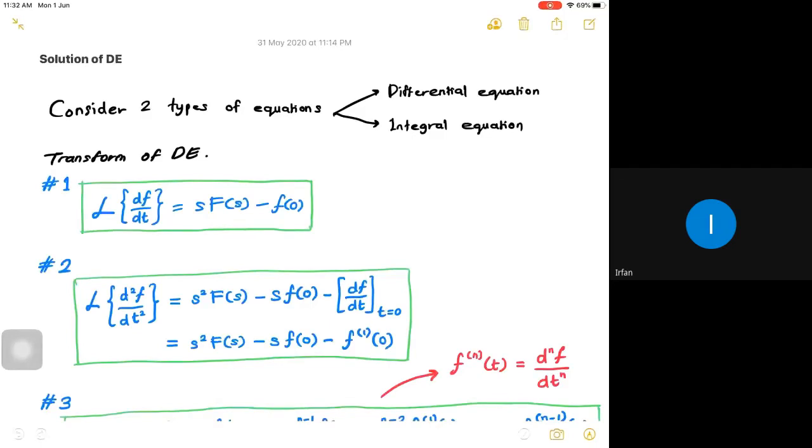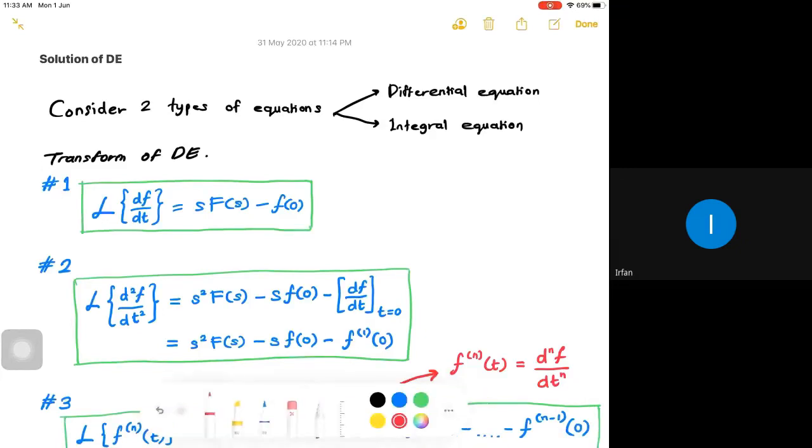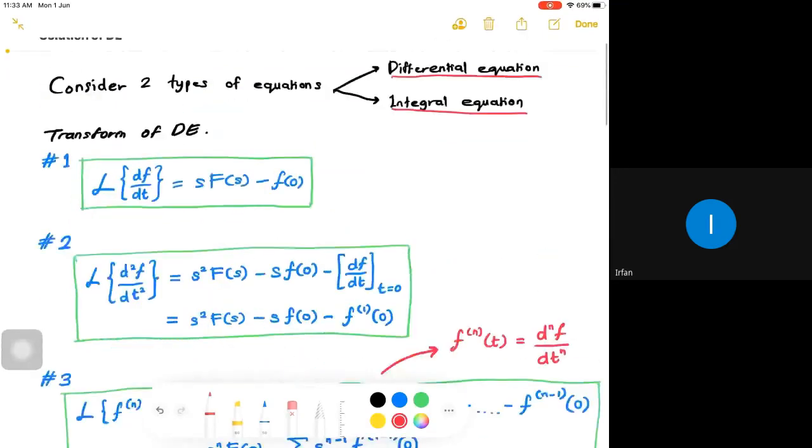So right now, I want to solve differential equation using Laplace transform. So there are actually two types of equation. First one is differential equation, and the second one is integral equation. So both of them can be transformed by using Laplace transform to simplify them. So this is the formula if you want to transform differential equation.